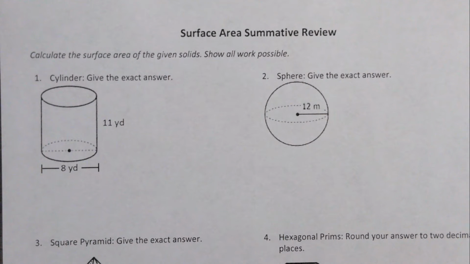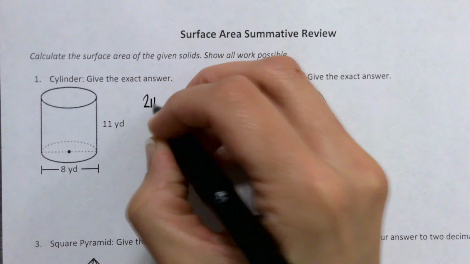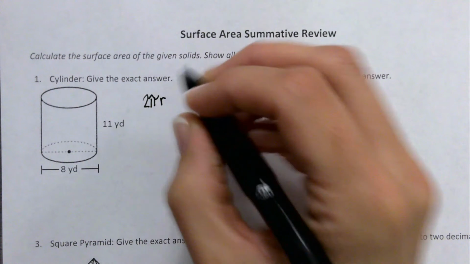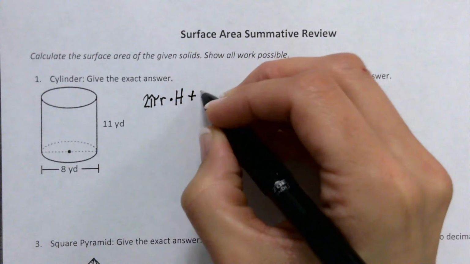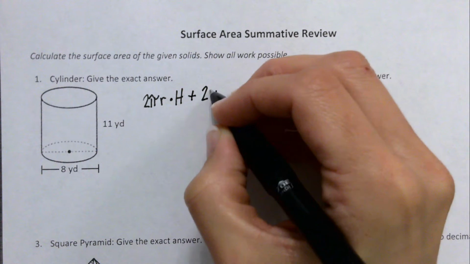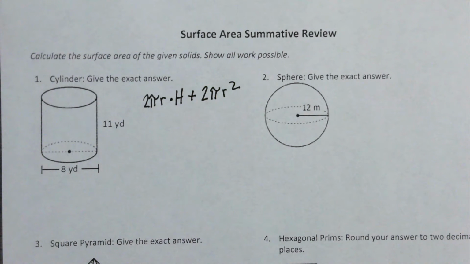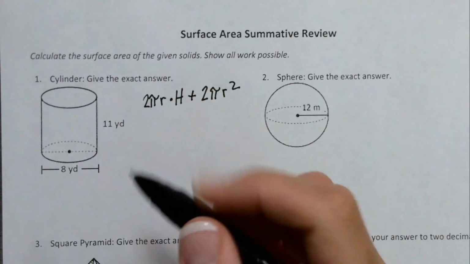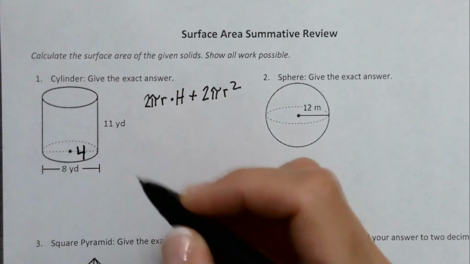The first one, we're going to use the formula 2 pi radius times height plus 2 pi radius squared. In the problem, we're going to use the radius of 4 and the height of 11.